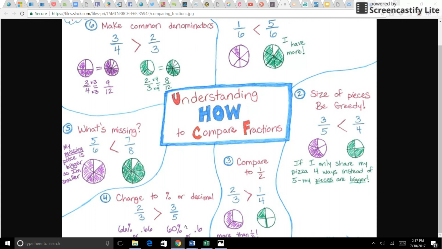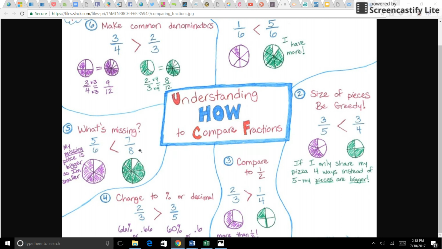3/5 as a percentage is 60%. As a decimal, it's 6/10 or 60 hundredths. So if I'm comparing 3/5 to 2/3, and I think about it as 60% to 66%, well, it's pretty easy to see which one is larger. These fractions would be tricky because they're pretty close in size, both a little larger than 1/2, neither of them the same denominator or numerator. So thinking of another strategy is a way to help figure out larger and smaller.